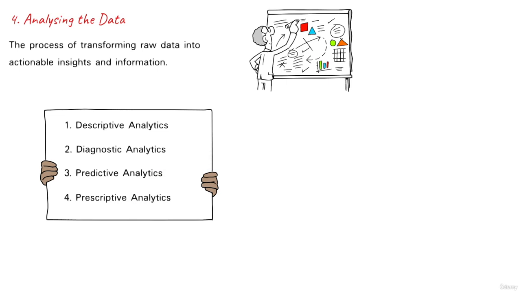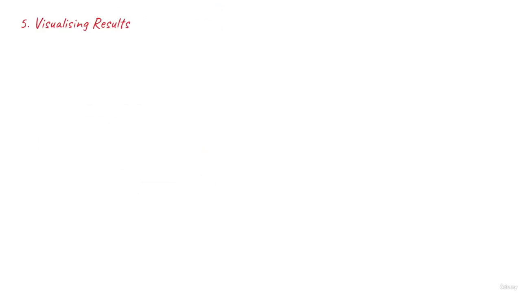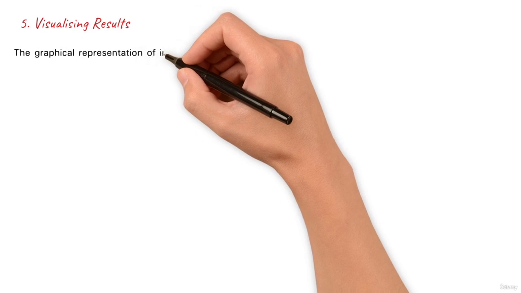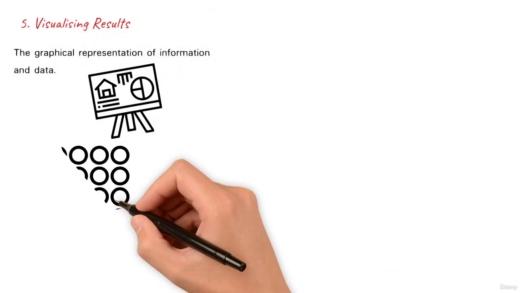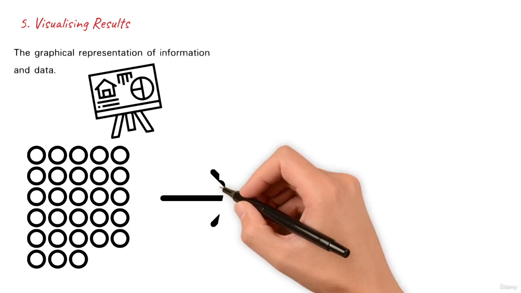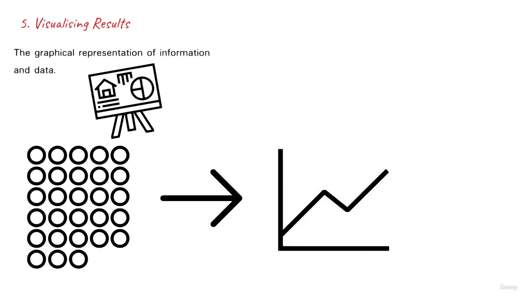Finally, once our data has been analyzed, we can then visualize our results, which is just the process of graphically representing information and data, and usually this just involves putting all of our analyzed data into charts that are easier to read and interpret. Okay, so these are the 5 main stages of the data analysis process.